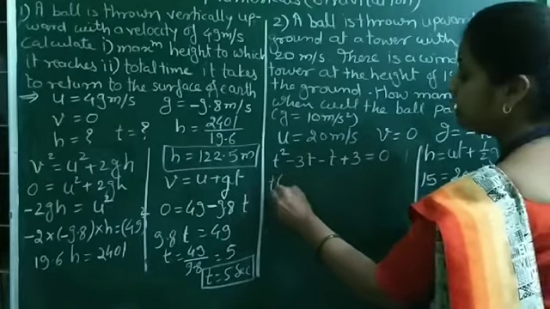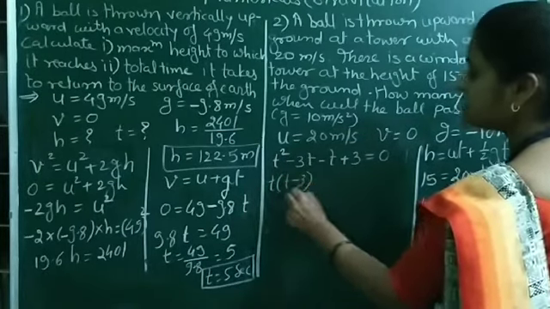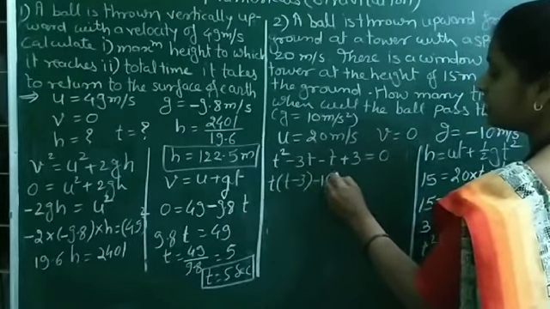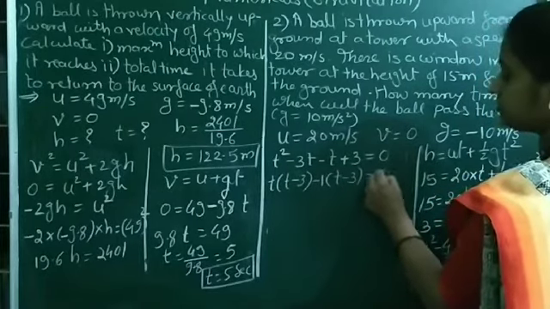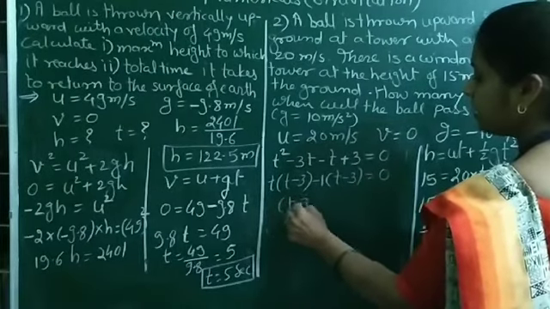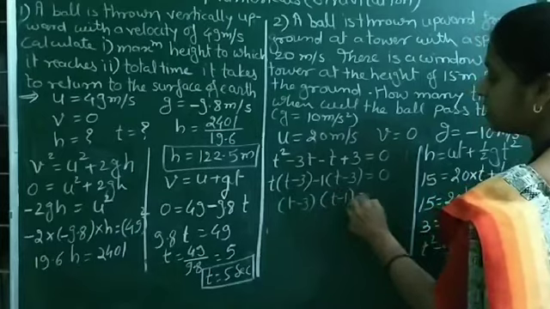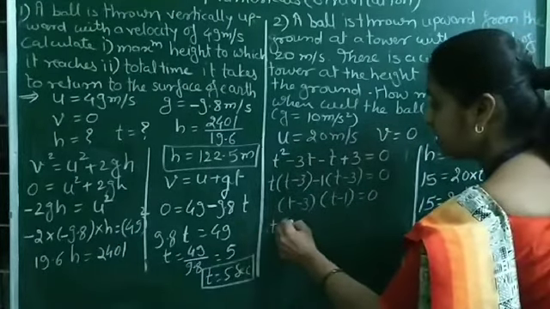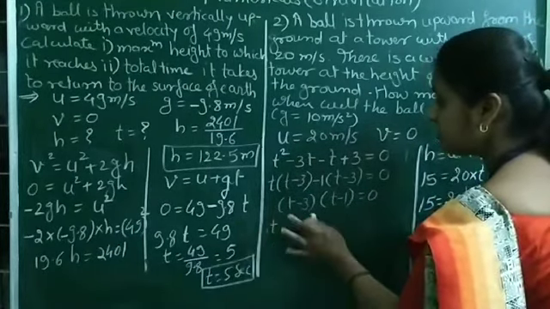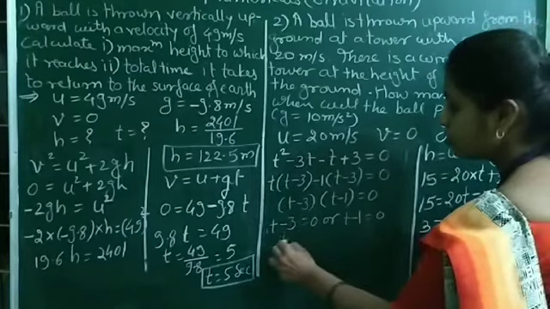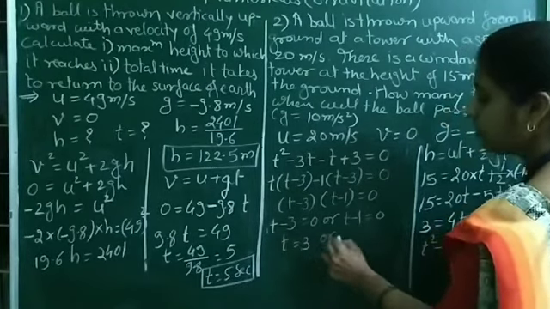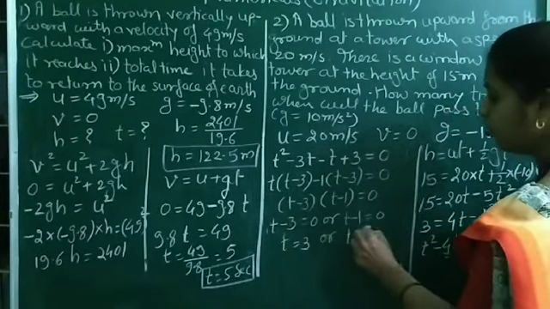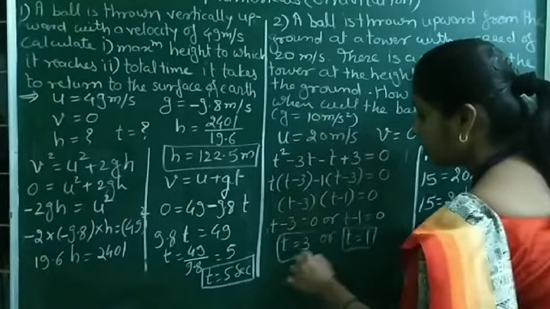Now we solve it. t remains common, so t minus 3, and here minus 1 remains common. Again t minus 3 is equal to 0. So t minus 3 and t minus 1 is equal to 0. So it means that t minus 3 is equal to 0, or t minus 1 is equal to 0. So t is equal to 3 or t is equal to 1. So there are 2 times.